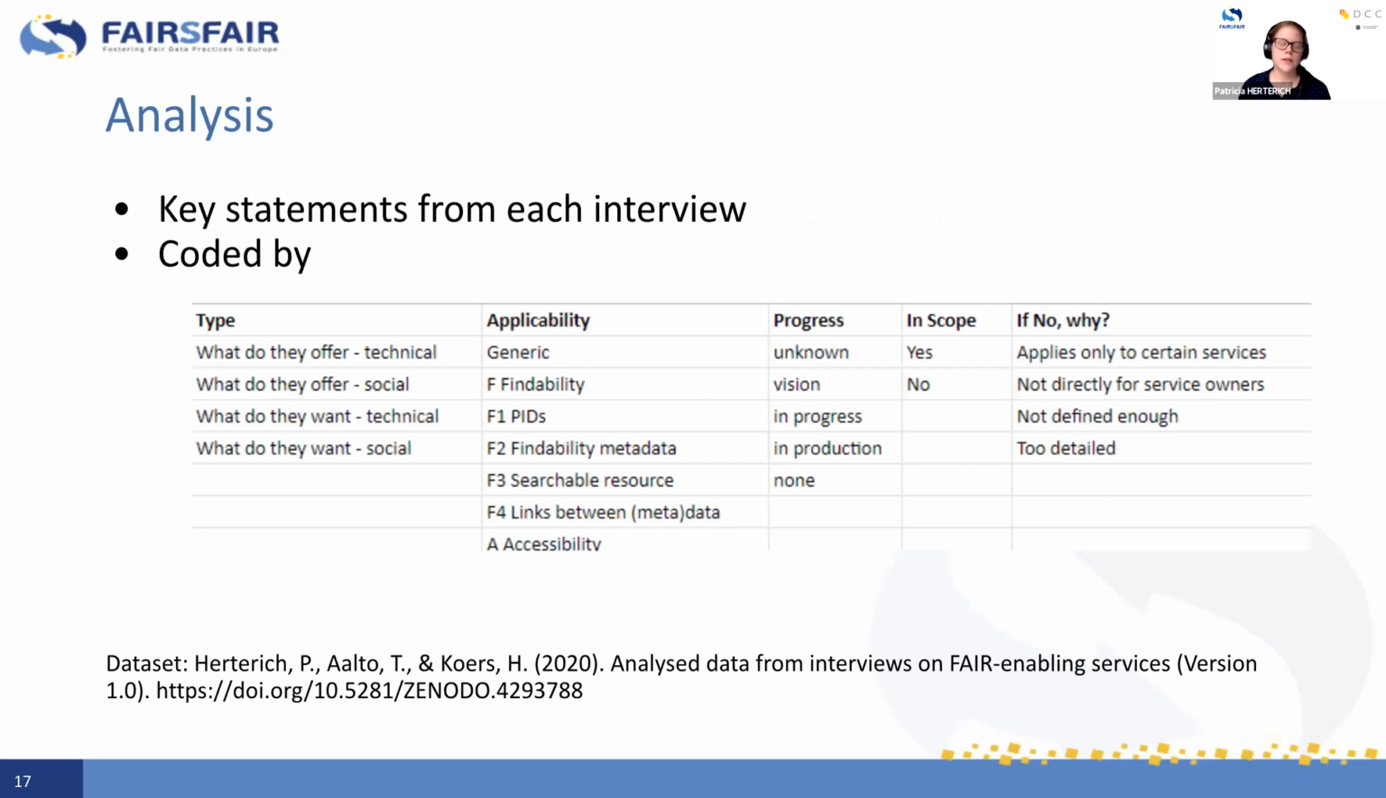Again, we analyzed that similar to the literature review. We extracted statements from our interview transcripts and then coded them by type. In that case, it was what does the service offer already and what would be a useful addition, what is on the service owner's wish list. And that is both on a technical and a social level. Where it was applicable, we mapped it to a FAIR principle that a statement explicitly supported. We also tried to understand how far implemented that is already, and if that applies to that specific service, or if that is a recommendation or feature that can apply wider. And you can look at the full analysis on Zenodo if you want to.